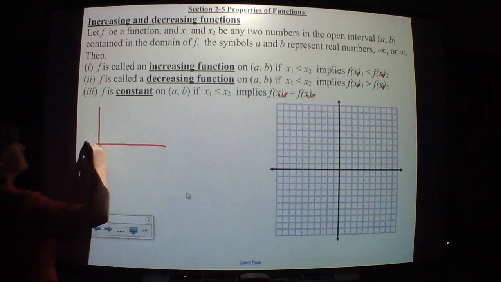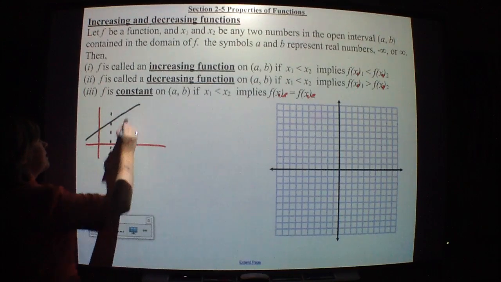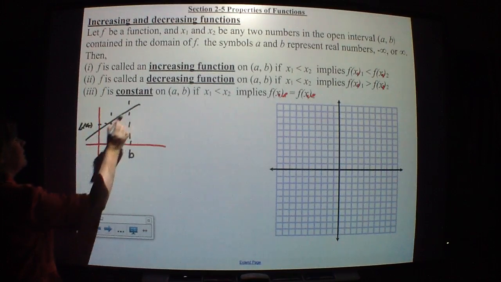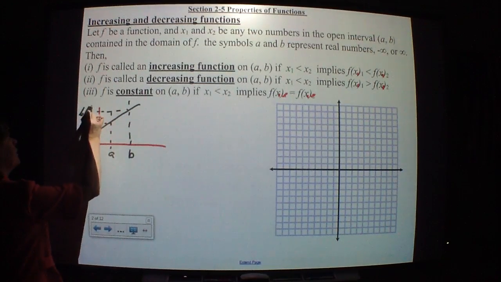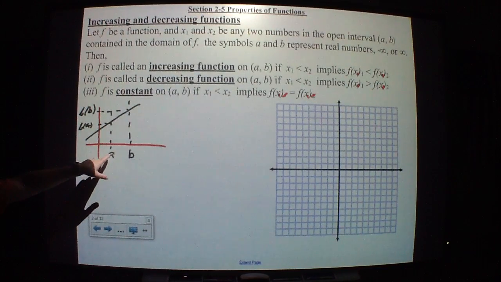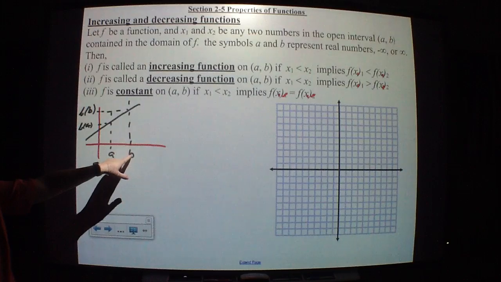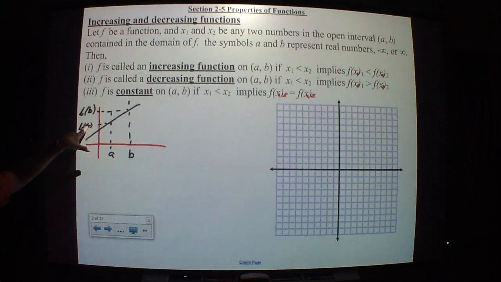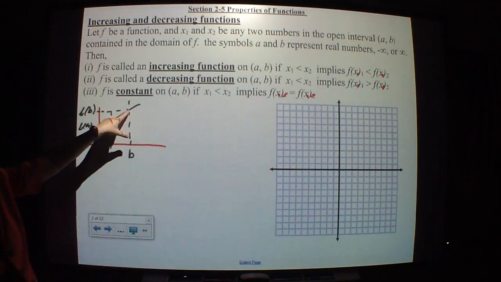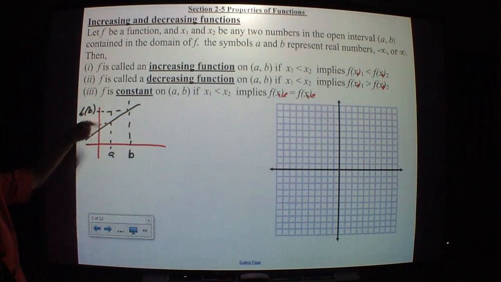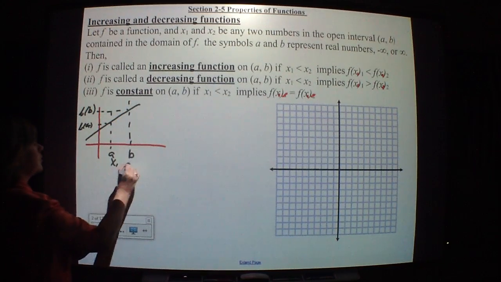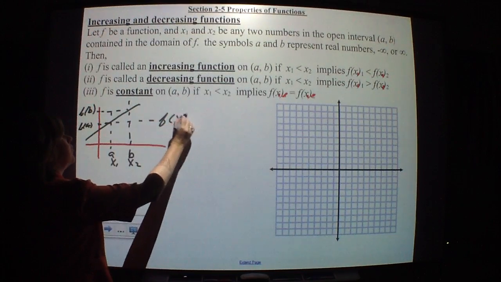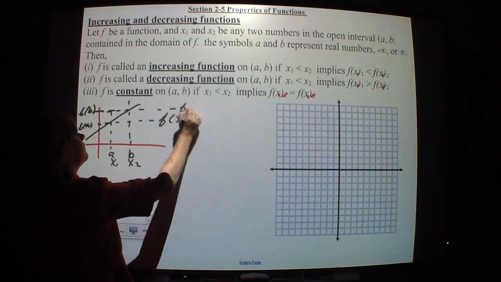an x and y axis, I have some a here, I have some b here. This is f of a, this is f of b. If your first one, x sub 1, is less than x sub 2, it implies that f of x sub 1, or f of a, is less than f of x sub 2. And it is. It's below it. So you could do x sub 1 here and x sub 2 here. So then this right here would be f of x sub 1. This right here would be f of x sub 2.